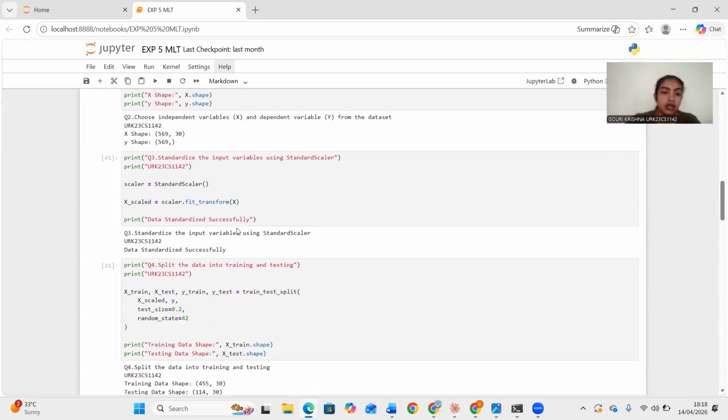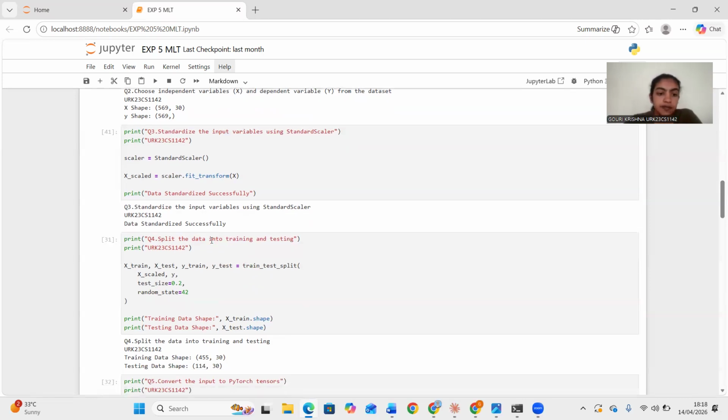The third question is the standardization question. Here in this step, I used the standard scaler to normalize the data, and standardization transforms the data such that the mean equals 0 and standard deviation is 1. This improves the model performance because neural networks work better when all the features are on the same scale.